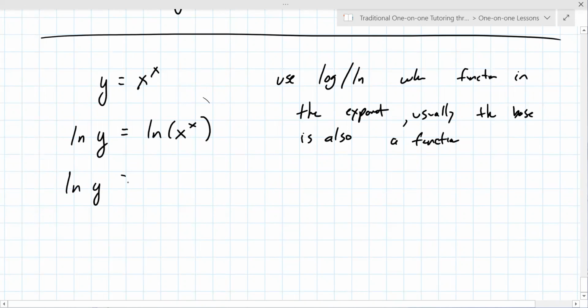So the power here is that this thing that's in the exponent, x, comes out in front. All of a sudden, you can take a derivative of both sides pretty easily. The left side is y prime over y. The right side is product rule.